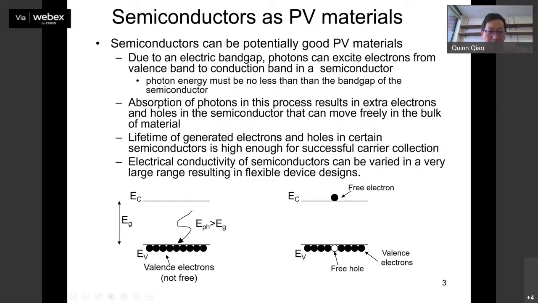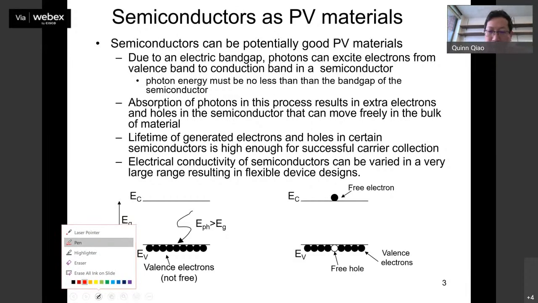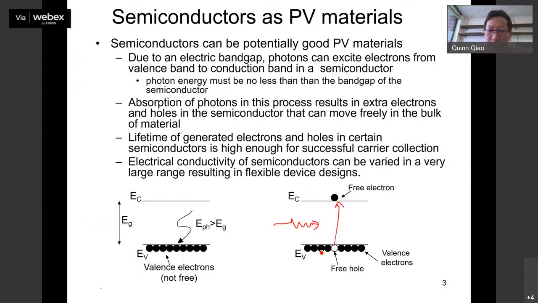If you look at the electrons, as I just mentioned, initially they all stay in the valence band. In the valence band, electrons are not free, not mobile. So if the sunlight, if there's a photon that comes, then those photons promote this electron from here to there.